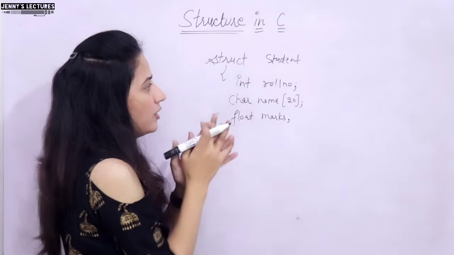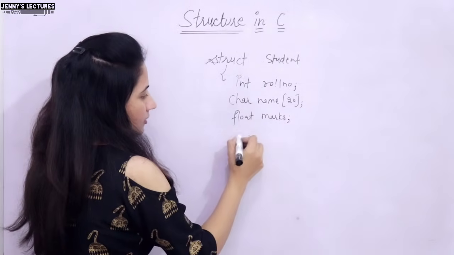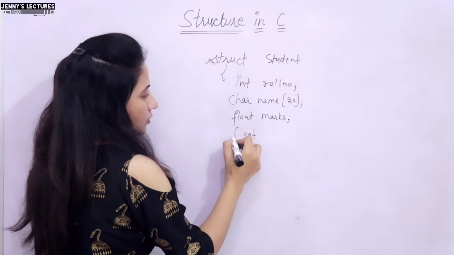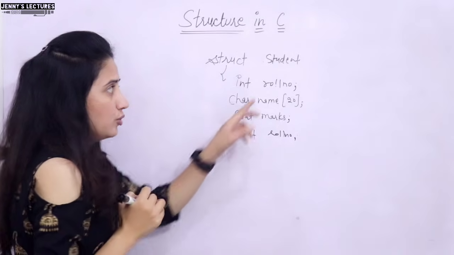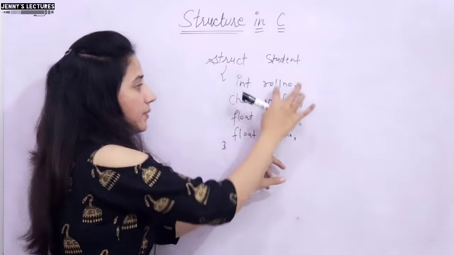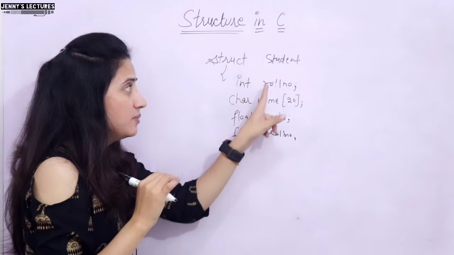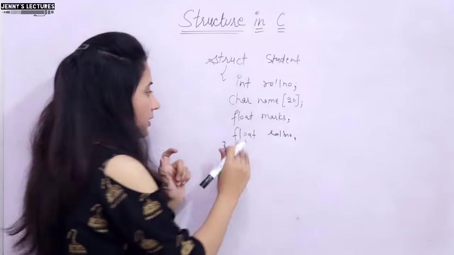So, two members cannot have the same name. Suppose I am taking here one more thing, that is float roll number. So, here also roll number, here also roll number. This would be duplicate. So, the name cannot be the same. Within the same structure, two variables cannot have the same name. This you need to take care, right?